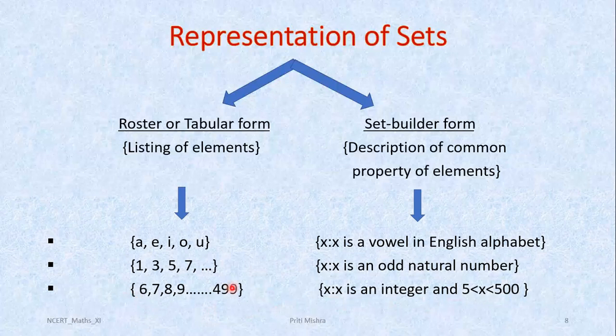5 and 500 are not a part of this set. That's why only the symbol less than we will consider here, less than or equal to we will not take here. Okay, so this is the representation for this set in set builder form, right?